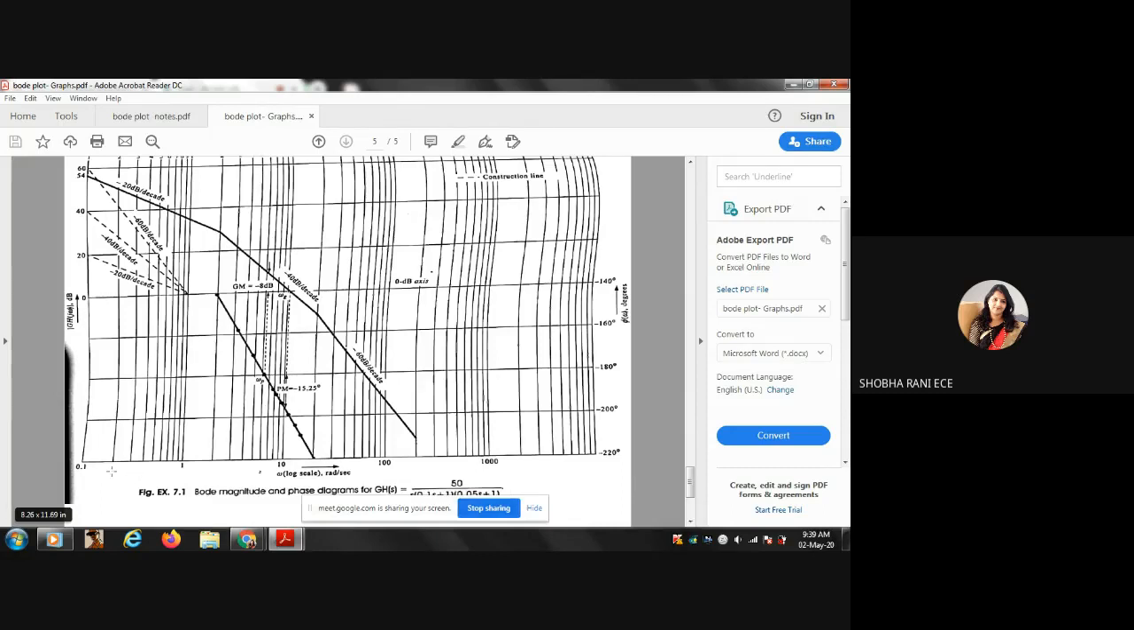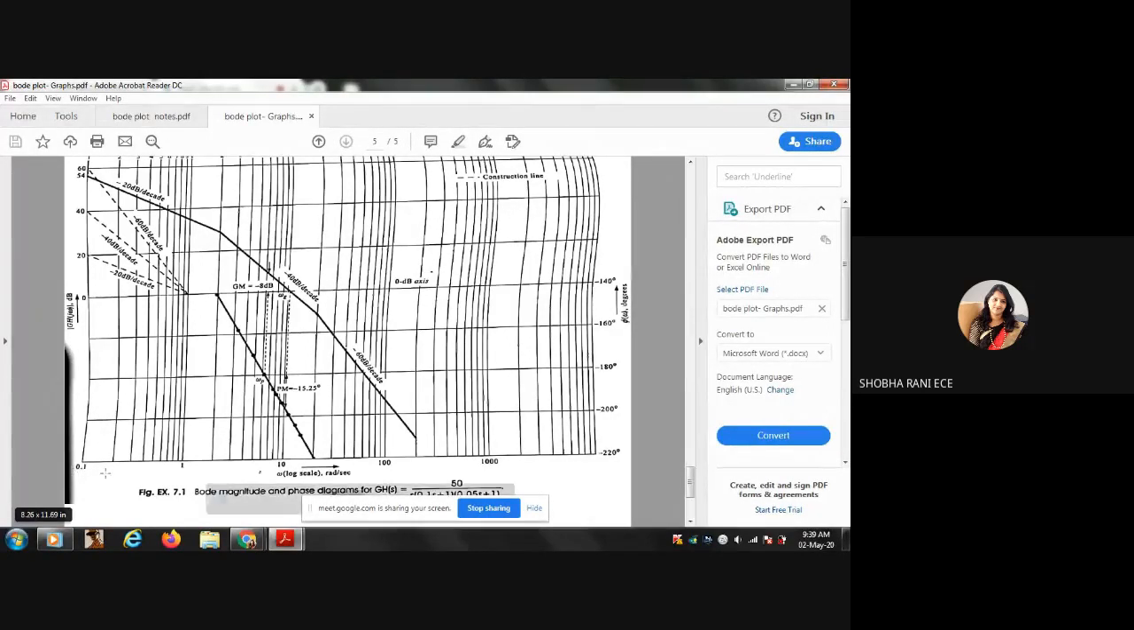So now, just below the graph sheet, just mark the omega value. Let's start with omega equal to 0.1 because we have evaluated G(j omega) at omega equal to 0.1. So now start this at 0.1.